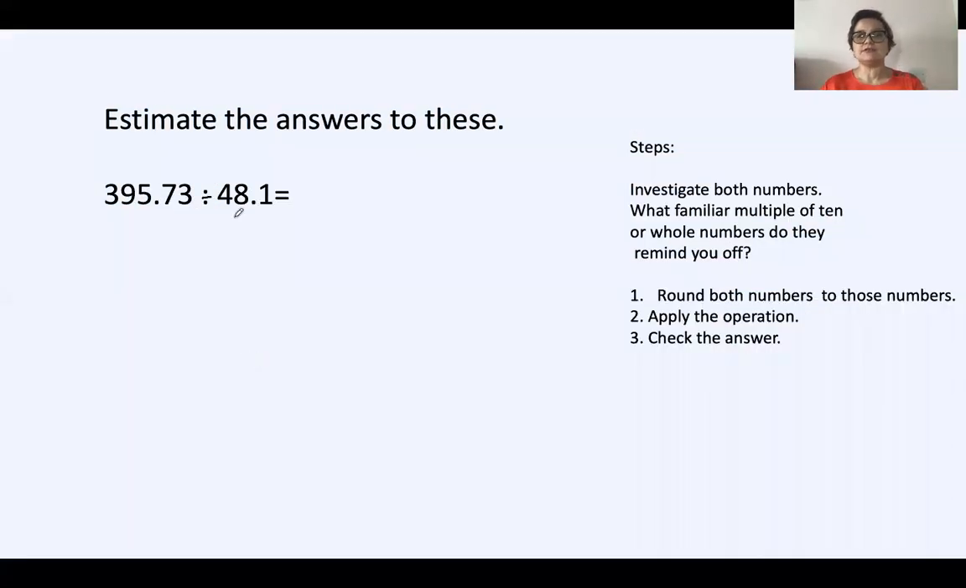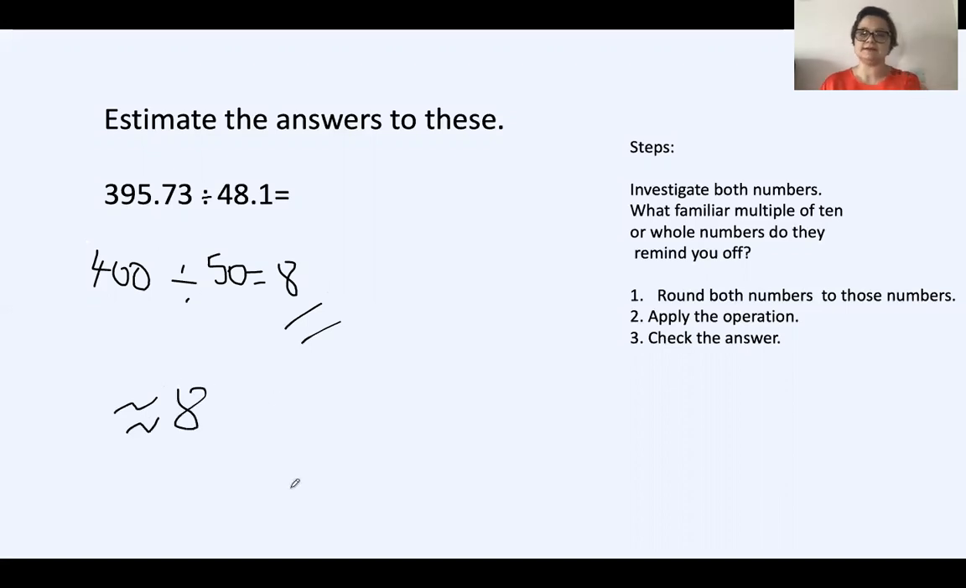Next one, here we have a division. Again, looking at the numbers, so this one looks very close to 400 for me, and this one looks close to 50. And there you go, 400 divided by 50. These are the numbers that make my calculation easier. This is what I'm going to use. So this one is going to be 400 divided by 50, and there you go, easy answer, 8. It's just an estimation, so the answer to this estimation is going to be 8.